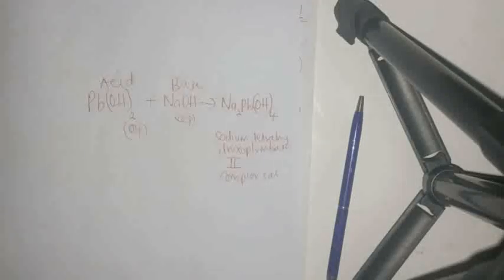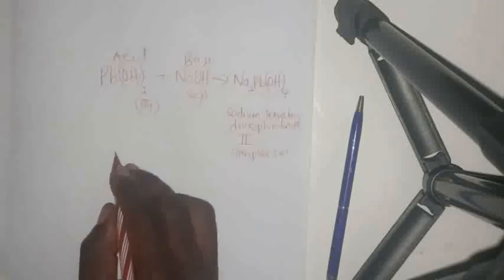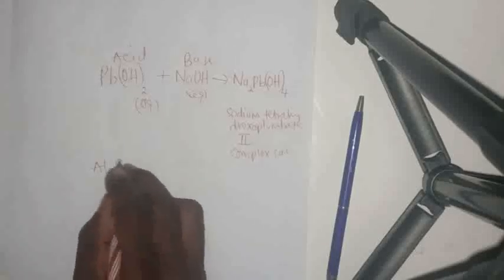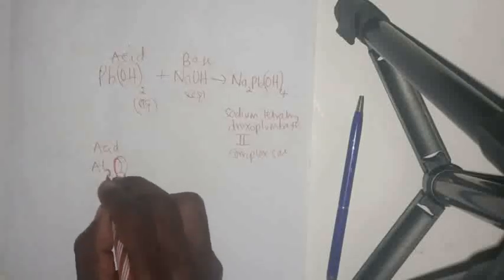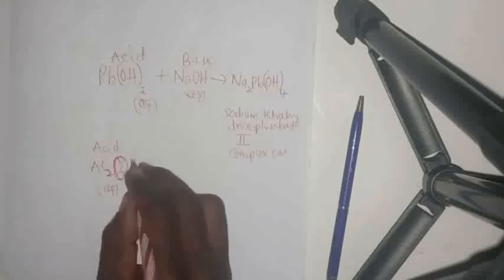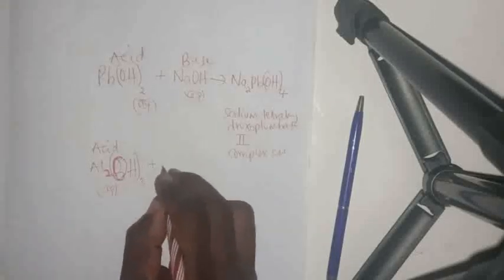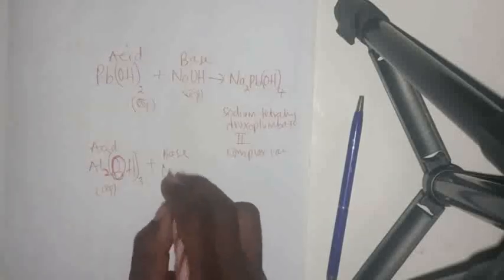So this is now going to be a base, and this is now going to behave as an acid. So metal hydroxides can also behave as acids, like lead 2 hydroxide, zinc 2 hydroxide, aluminium 3 hydroxide. They can also behave as bases. So for example, if I have aluminium 3 hydroxide behaving as an acid, and it's reacting with a base, which is sodium hydroxide.